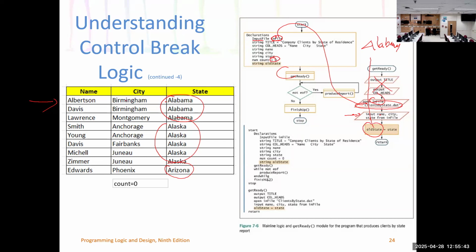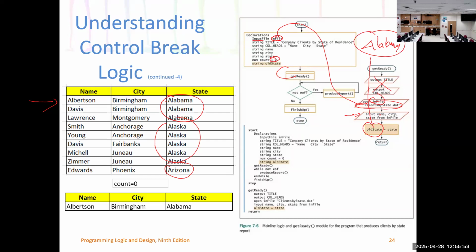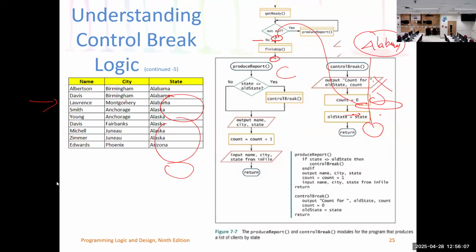So now what happened here? You see, I read the file. I read the first one here. And I know that the first one is now Alabama. The old state here is now Alabama. So what's the next action here? I read the first one, Alabama. Now what is the action? After this one, old state is Alabama here, right? So what's the next action here? Yes, this one here, right?